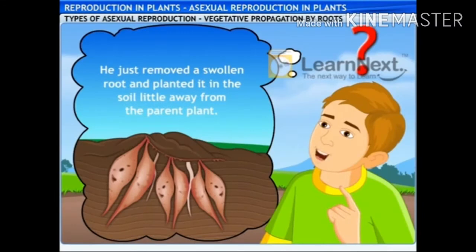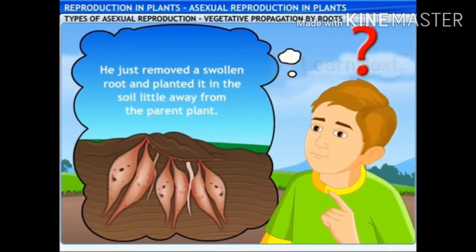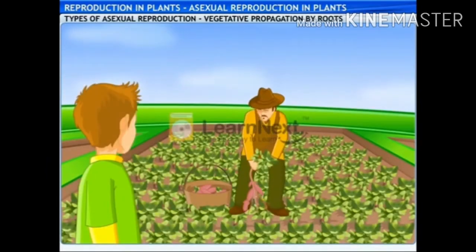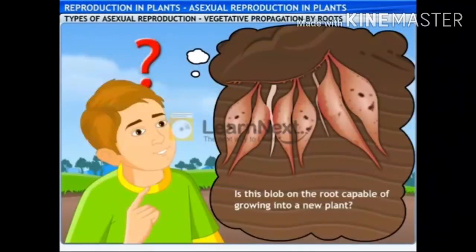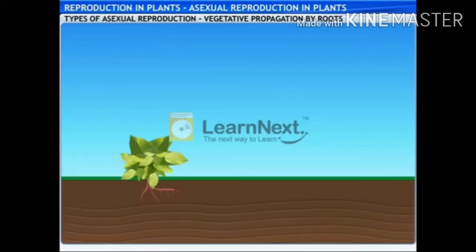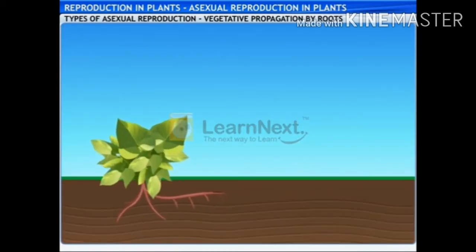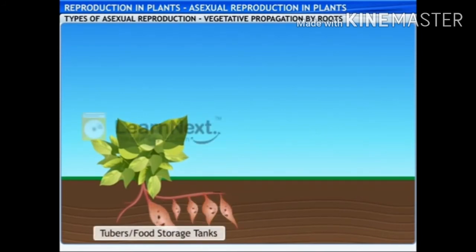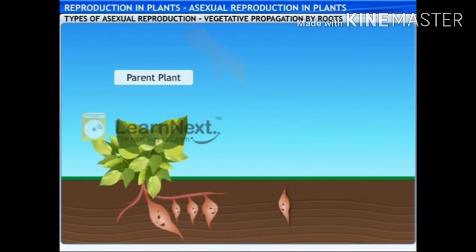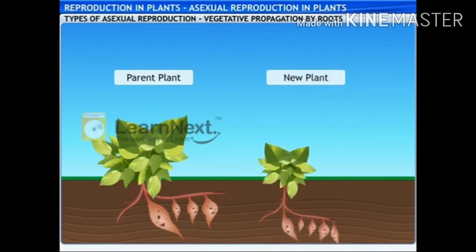He just removed a swollen root and planted it in the soil, a little away from the parent plant. Is this swollen root capable of producing a new plant? This swollen root is known as a tuber. The root grows into tubers, which are the food storage tanks for these plants. When these tubers are detached from the parent plant and planted into the soil, they grow into a new plant.